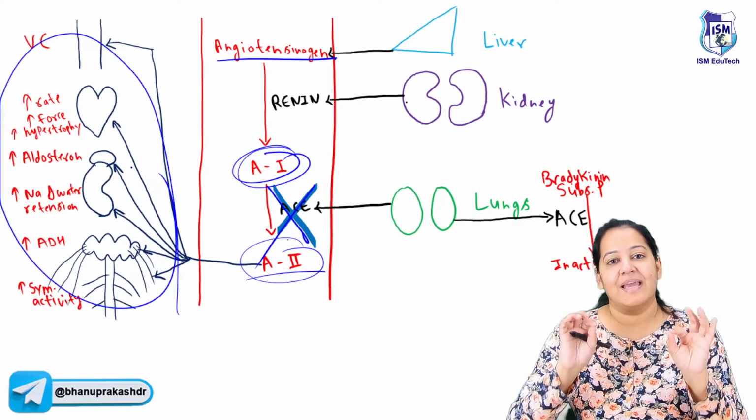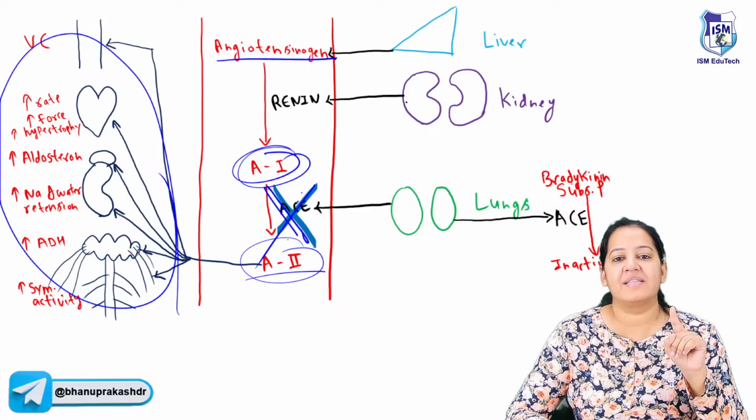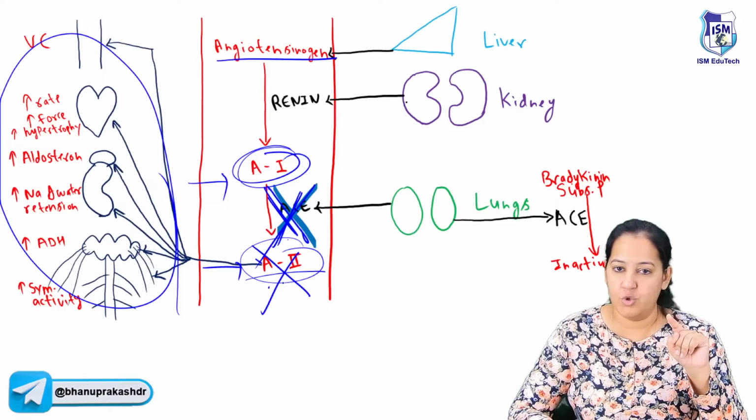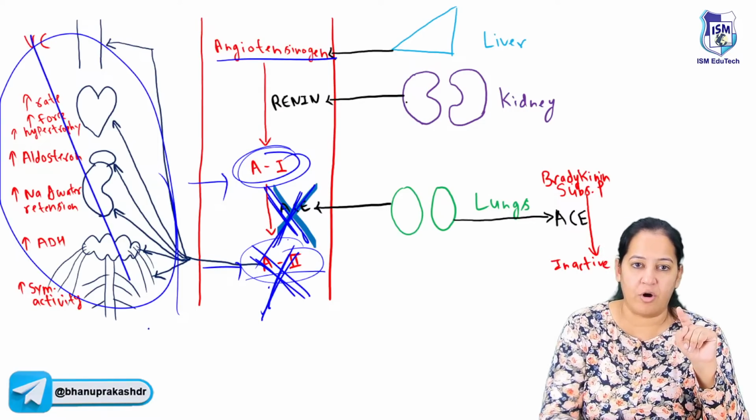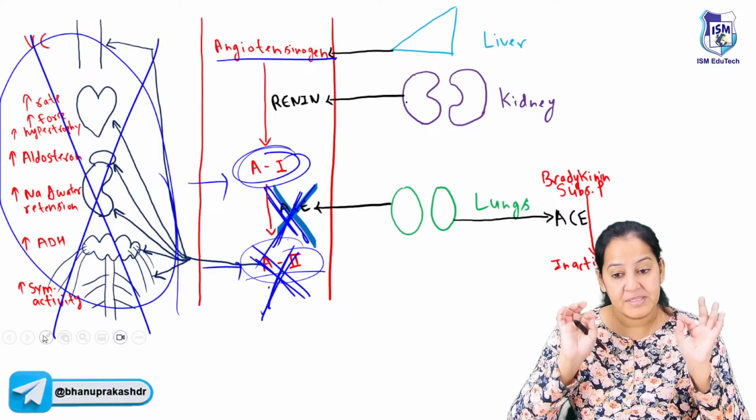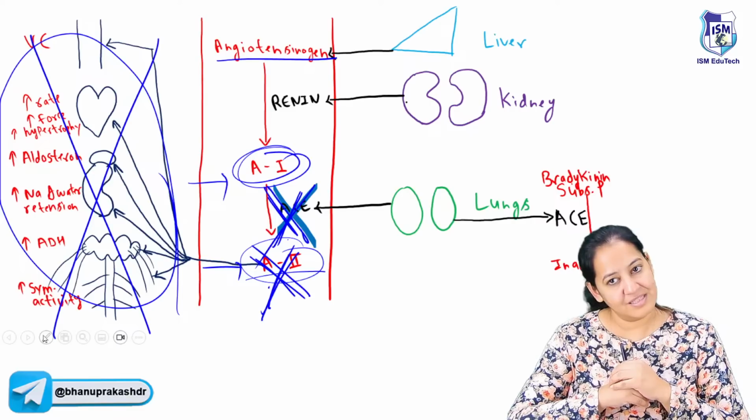So ACE inhibitors are the drugs which inhibit the enzyme ACE. No ACE, so angiotensin 1 cannot convert into 2. Angiotensin 2 will not form. It will not act on the sixth organ, and it will not raise the BP. BP will normalize again. So this is the first choice of drug in hypertension. This is the mechanism of action.